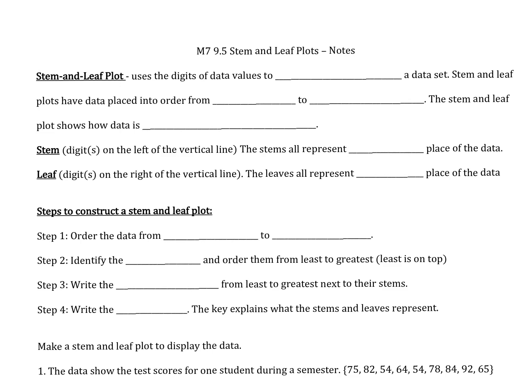Today we're going to talk about stem and leaf plots. Stem and leaf plots are just another method for organizing data, but this time we use the digits. Stem and leaf plots use digits of data values to organize a data set. Stem and leaf plots have data placed into order from least to greatest.